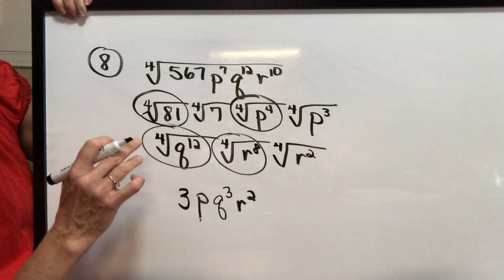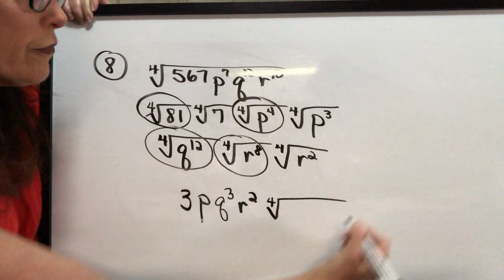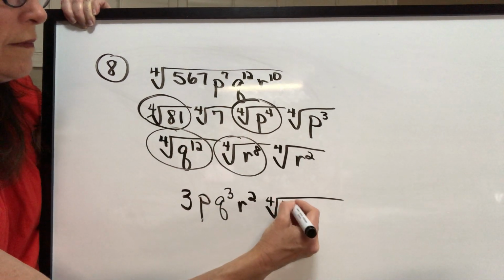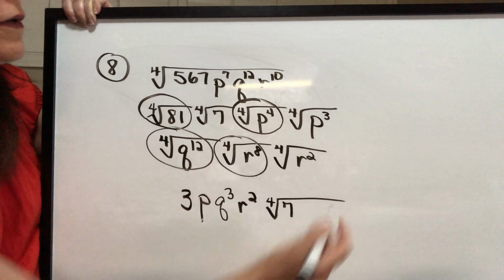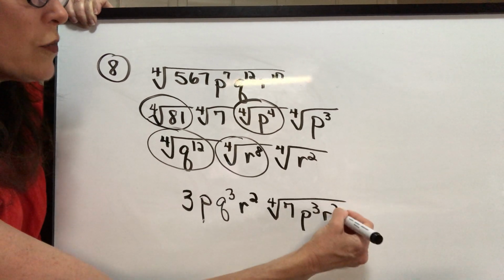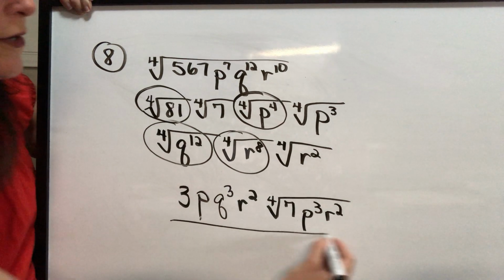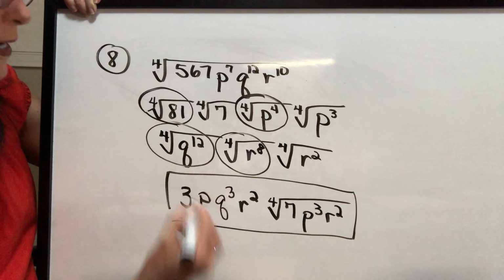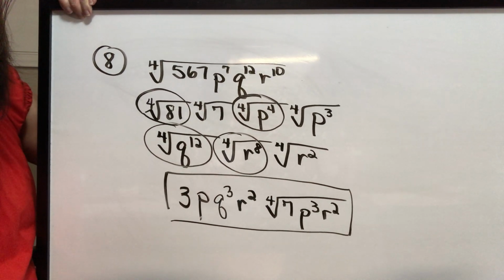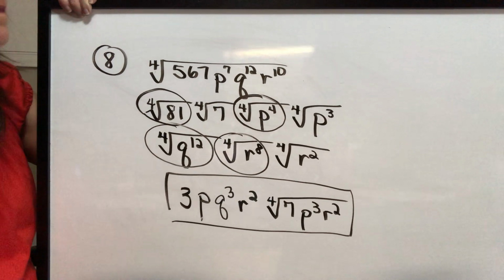And then anything else that was not perfect, you're going to keep it inside of a 4th root symbol. So the 7 would go there, as well as the p cubed and the r squared. So that would be your final answer here for number 8. Pause and restart if you need to.